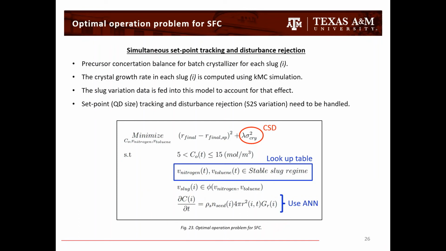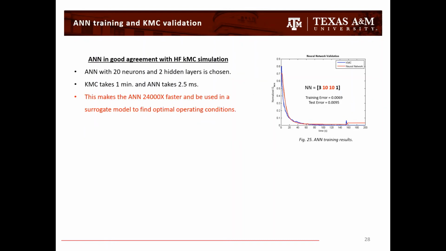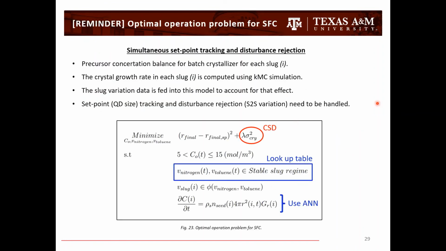Now, because previously we had developed this using a KMC simulation, which is very computationally expensive, we have used a neural network to mimic this expensive process. We basically got the inputs from our high fidelity model and ran them through a neural network to get a reduced order model, a very computationally efficient model for crystal growth. So combining the neural network and the KMC simulation, we get an optimal operation problem, which is now computationally inexpensive, to minimize the variation of crystal growth and also have set point tracking.